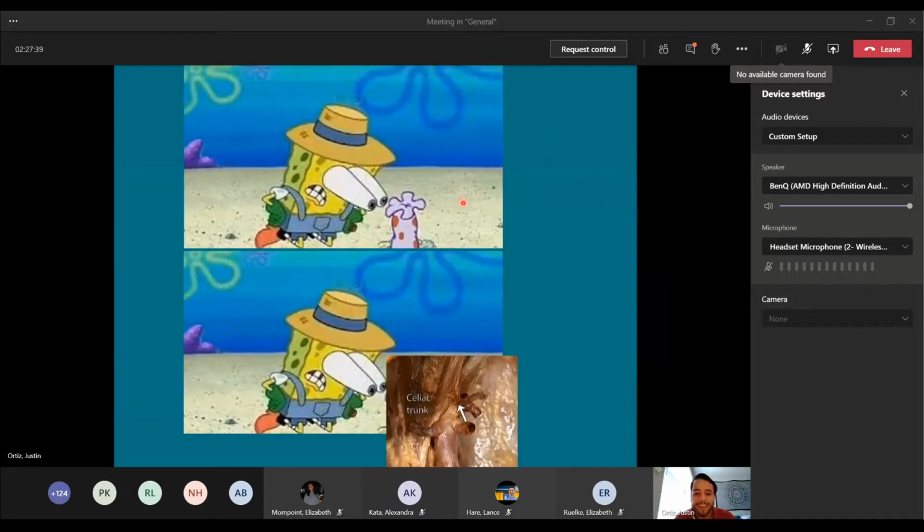Oh, yeah. So I was looking at the celiac trunk and I swore it looked like something in SpongeBob. So I was looking it up online. I was like, I know this looks like this plant.